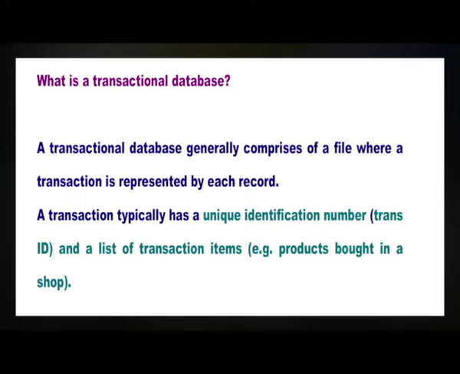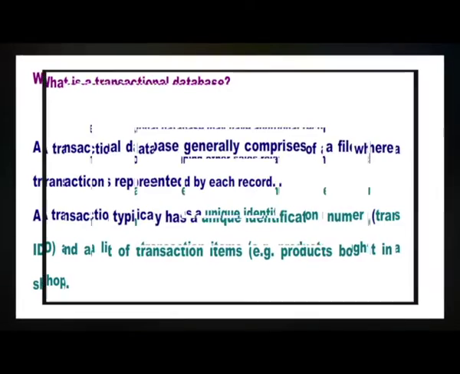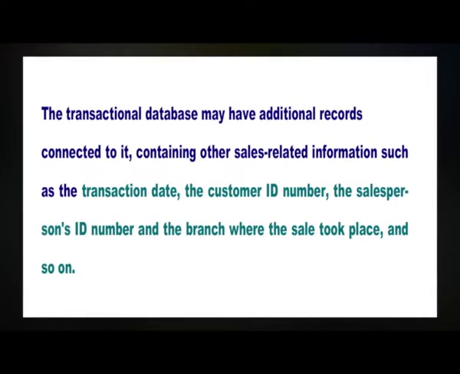of transaction items, which are represented as products bought in a shop. The transactional database may have additional records connected to it containing other sales related information such as the transaction date, the customer ID number, the salesperson's ID number and the branch where the sale took place, and so on. Let us see an example below.